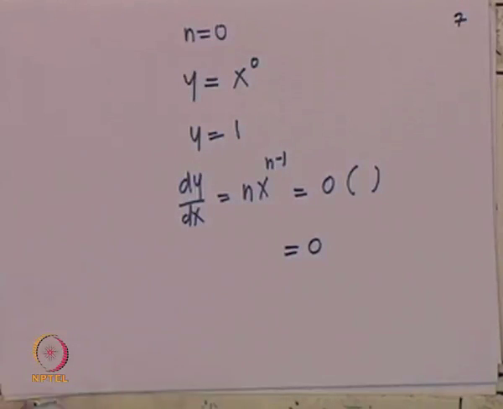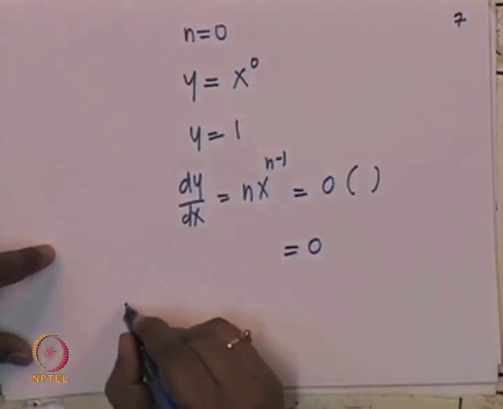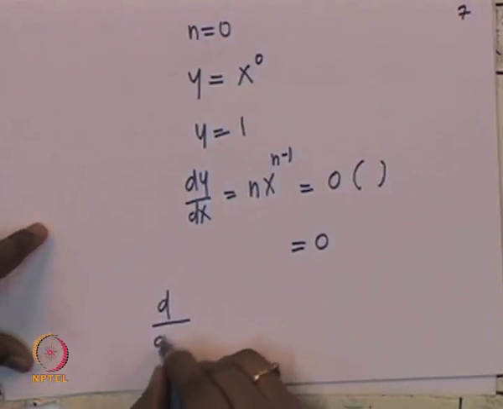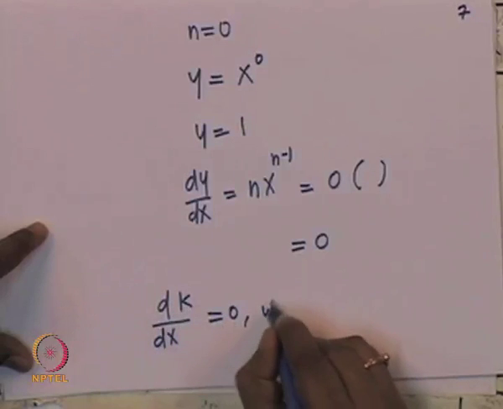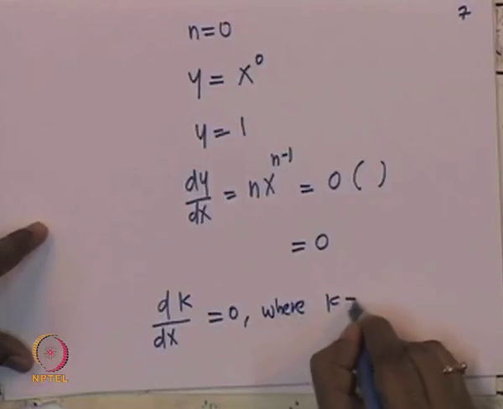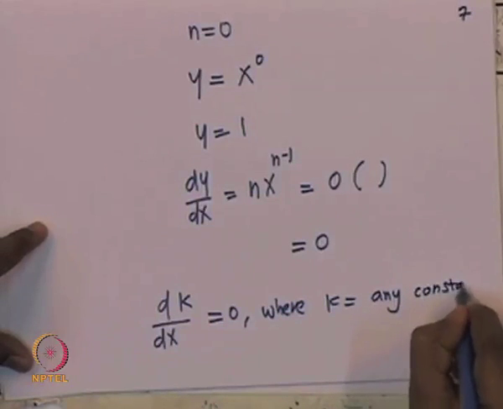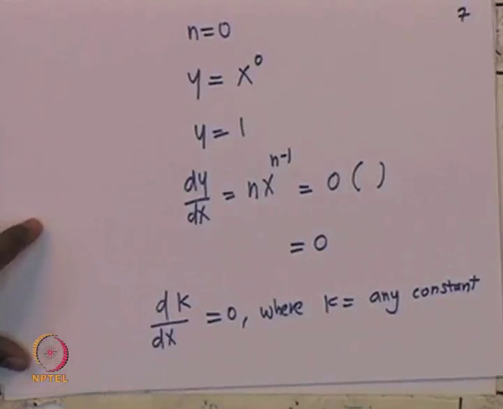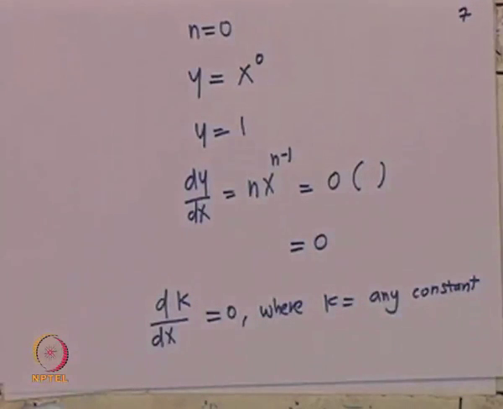So, the derivative of 1 is 0. It can be generalized that the derivative of any constant is 0. The derivative of any constant k is 0, where k is any number. Again, we are not learning anything new, we just applied the rule we learned.